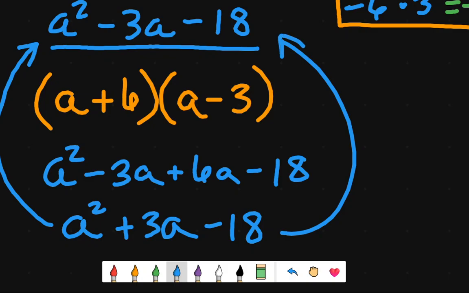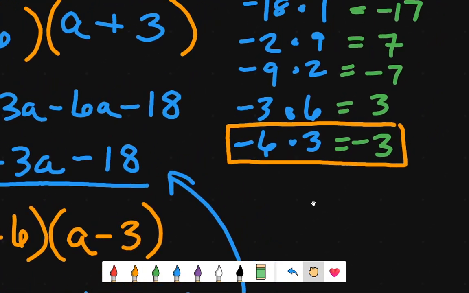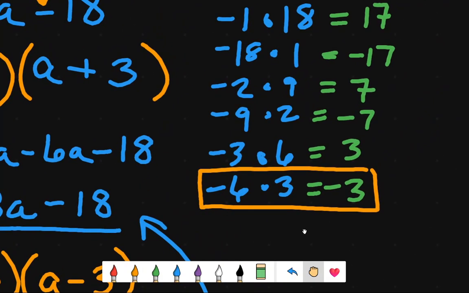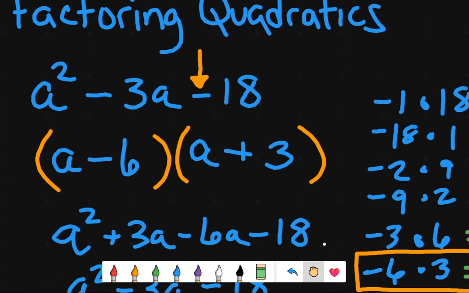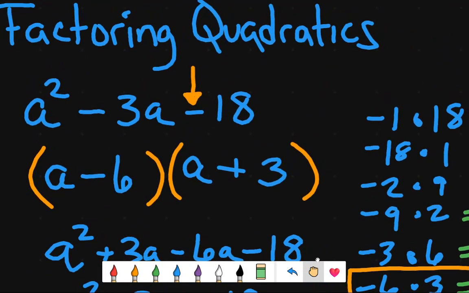So the sign placement is very important. And if you list out your factors and you find your sums, you will more than likely get the correct answer. All right, so this has been another lesson on factoring quadratics when the leading coefficient is 1.